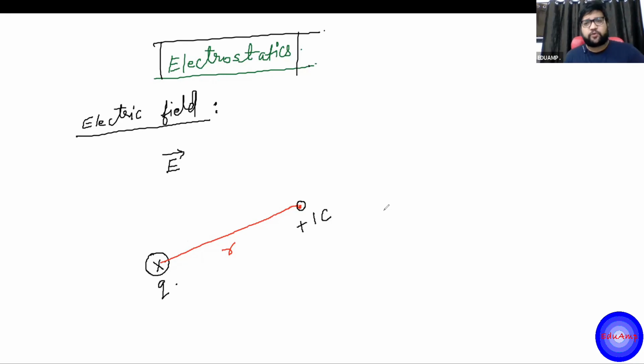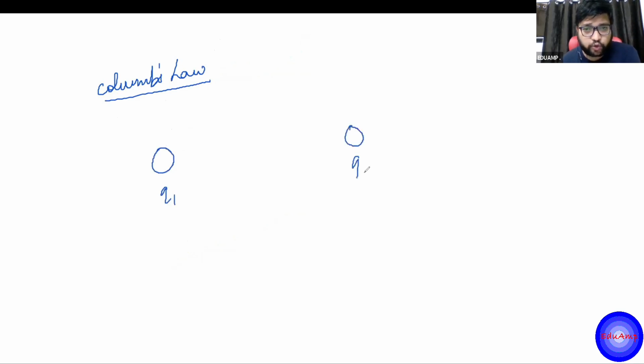Before that, let's discuss what is Coulomb's law. I hope you all know, but still, let's discuss. Coulomb's law says that there are two charges, this Q1 and the other one Q2. Obviously, if they are both positive, they will repel each other, right? If they are both negative, they also repel. Same charges repel and unlike charges attract each other. So with what force will they repel or attract?